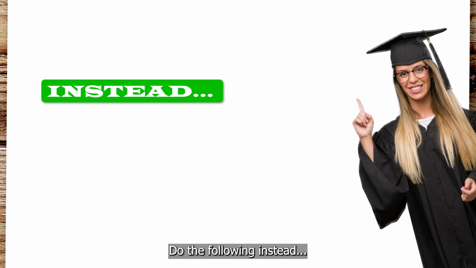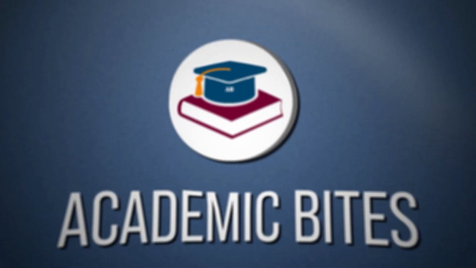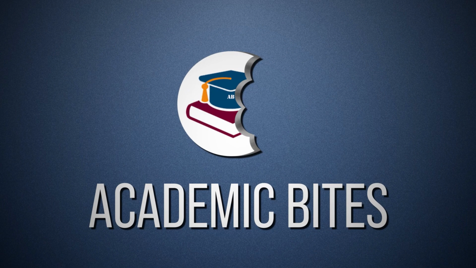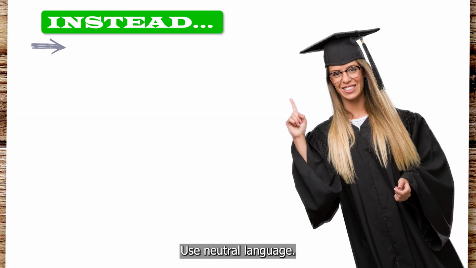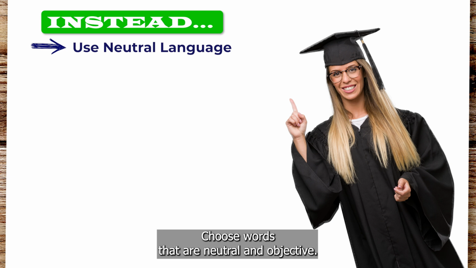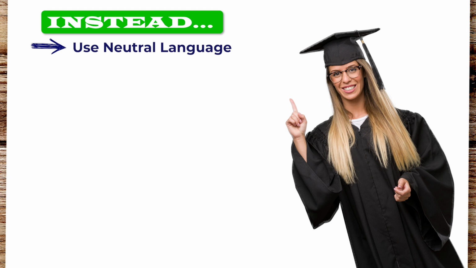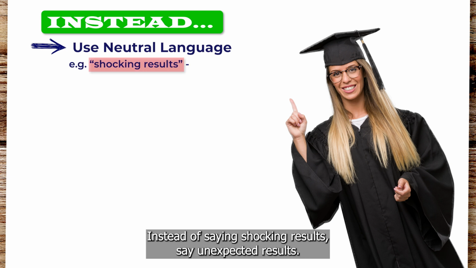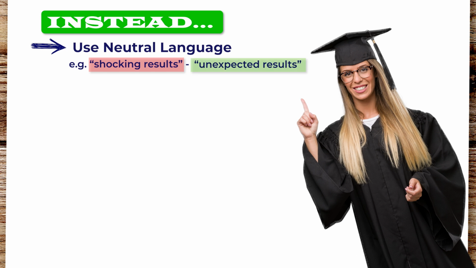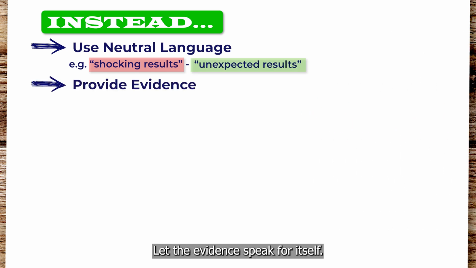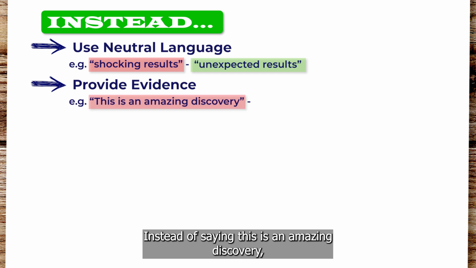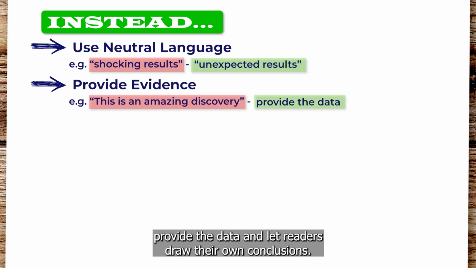Do the following instead. Use neutral language. Choose words that are neutral and objective. Instead of saying shocking results, say unexpected results. Provide evidence. Let the evidence speak for itself. Instead of saying, "This is an amazing discovery," provide the data, and let readers draw their own conclusions.